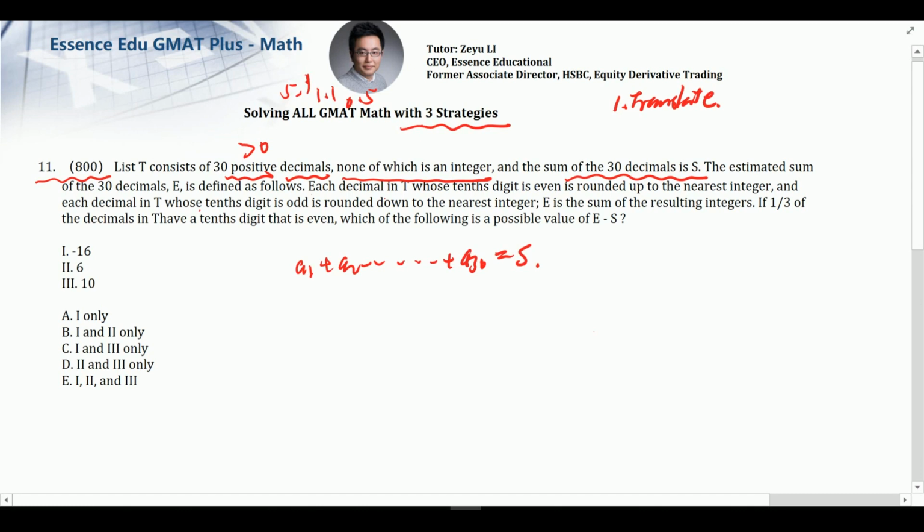Let's continue. The estimated sum of the 30 numbers, E, is defined as follows. First sentence: each decimal in T whose 10th digit is even is rounded up to the nearest integer. This sentence is pretty abstract, right? What the hell do you mean? It's pretty abstract for you to understand. So how do we deal with abstract situations like this? That goes to my second strategy, called specification.